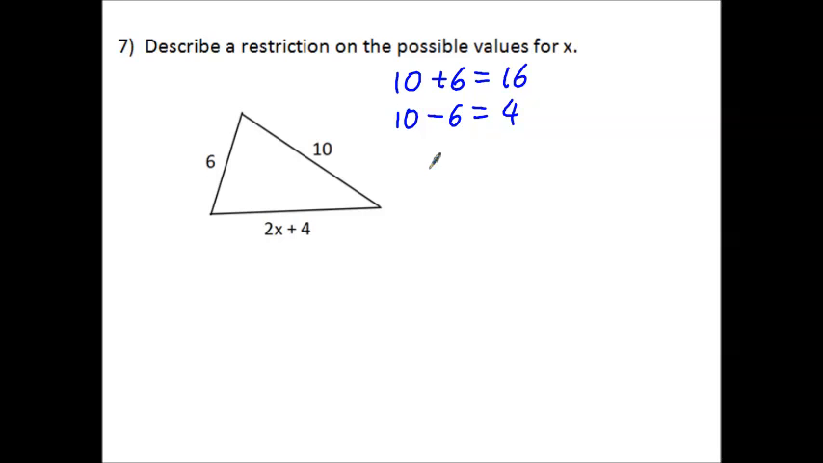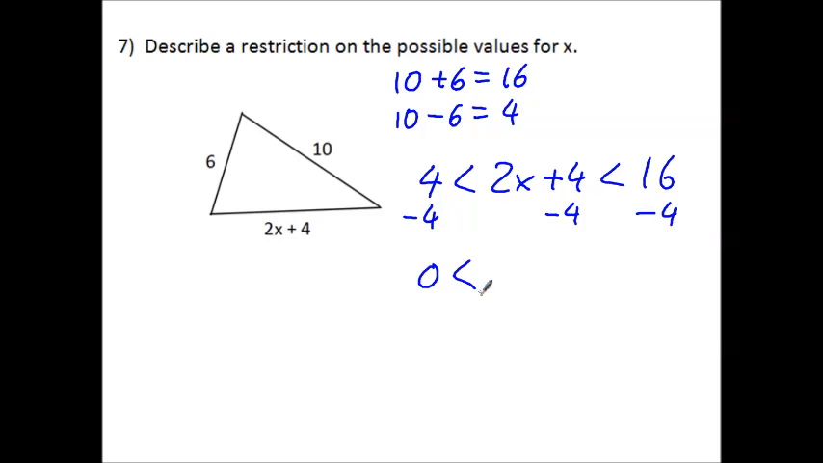So now we're saying 4 is less than 2x plus 4 is less than 16. And this is a compound inequality that we can solve just like any other one. Solve it for x to get x all by itself. And the way we do it with compound inequalities is that the operation we're doing, we do in all three sections of that inequality. First we need to subtract 4, get rid of that. Subtract 4 in all three sections.